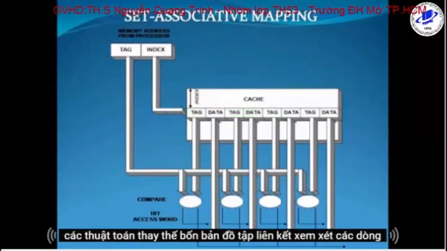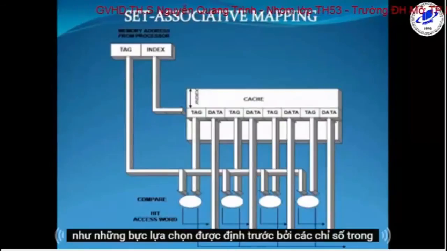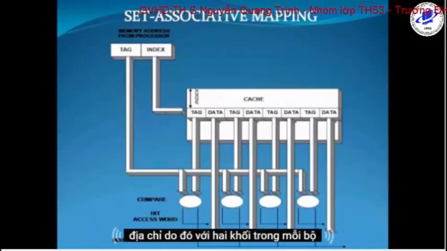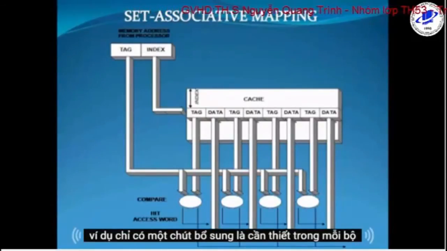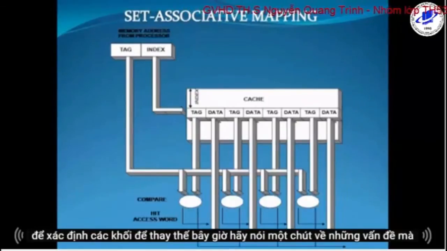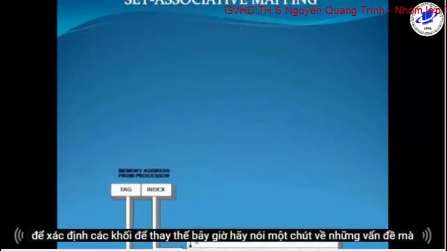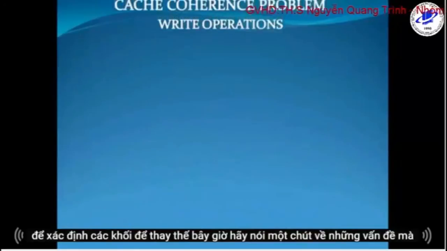The replacement algorithm for set associative mapping considers the lines in one set, as the choice of set is predetermined by the index in the address. Hence, with two blocks in each set, for example, only one additional bit is necessary in each set to identify the block to replace. Now let's talk a bit about the problems that occur.